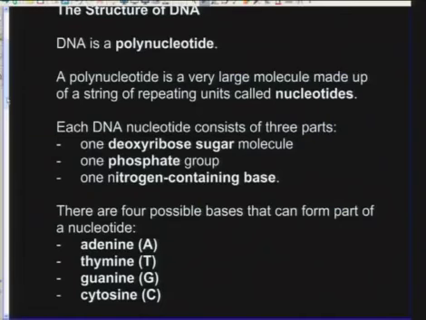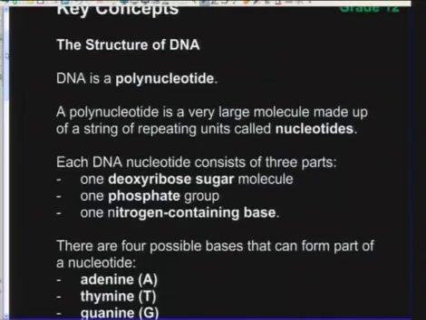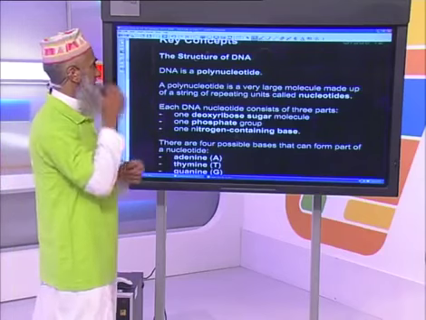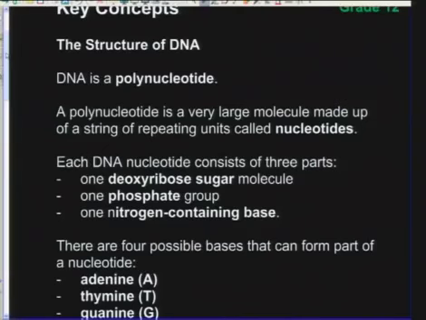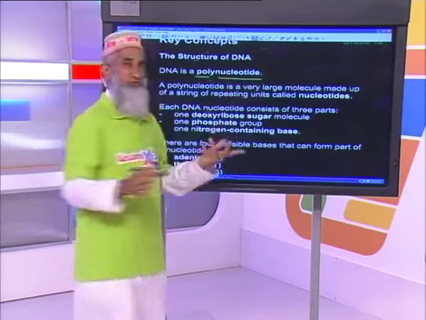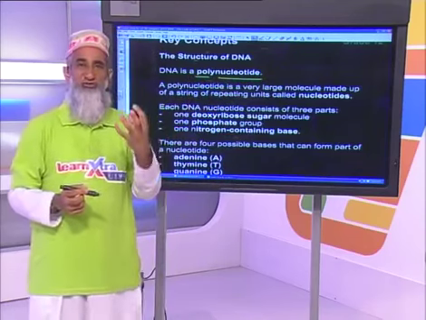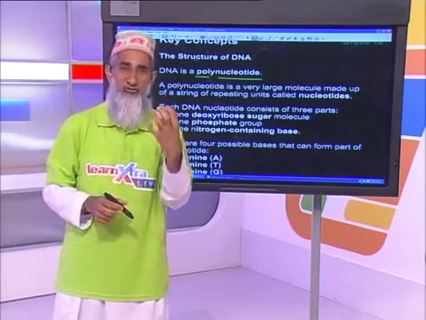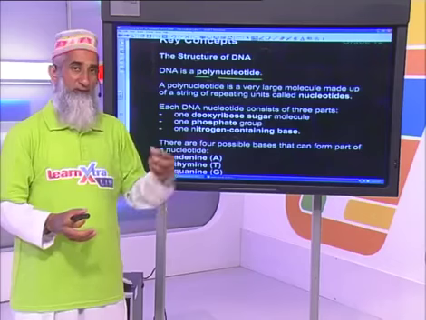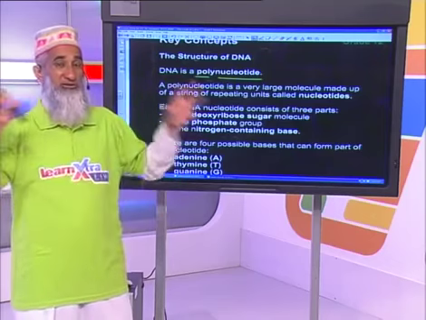Now we want to know how this thing is structured. In other words, what is the structure of this molecule? The first statement there, again a big word, guys. Remember, write the big words down. Polynucleotide. Nucleotide we've already discussed. Nucleotide is a building block of the nucleic acids, DNA and RNA. Both are made up of nucleotides, many nucleotides.